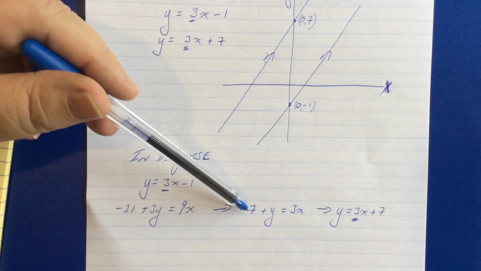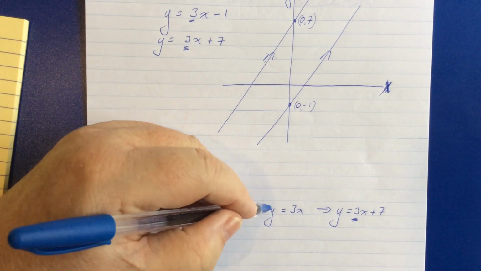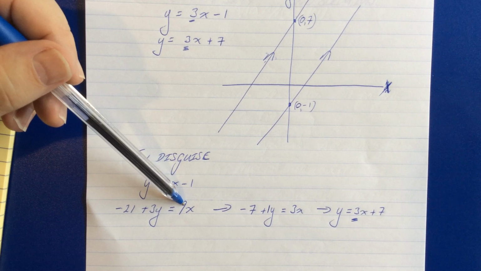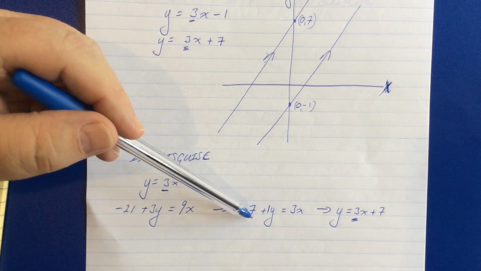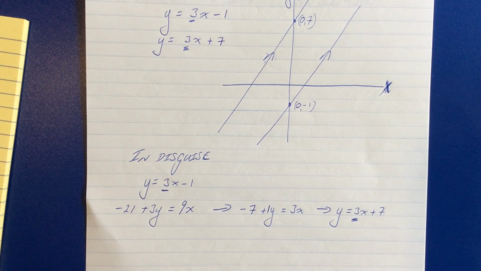negative 21 divided by 3 is negative 7. 3 divided by 3 is 1. We can put a 1 there if that makes people happier. 9 divided by 3 is 3. This is already starting to look a little bit like that. But then we rearrange it in such a way that it looks exactly like that.